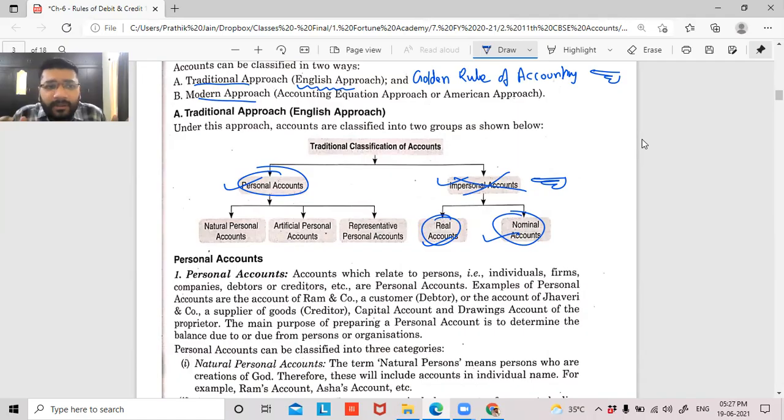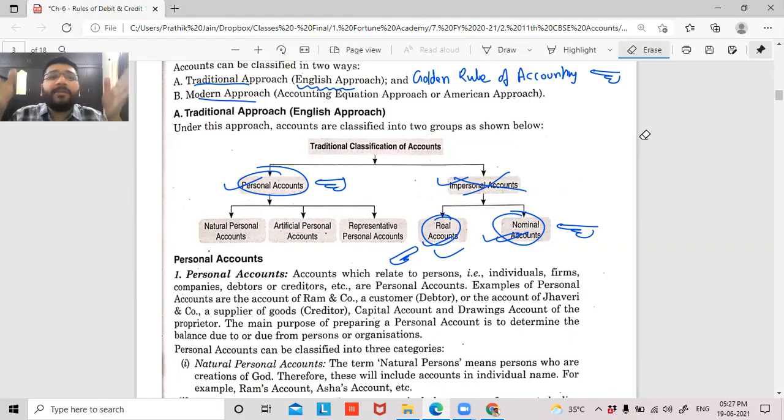But yes, from your theory point of view, for a 1 mark question, they may ask that under impersonal account, what are the two types that you studied? You'll say, sir, one real, another is nominal. But from the golden rules point of view, the golden rule is for the personal account, the real account and the nominal account only. So that is why the more commonly used words are personal, real and nominal. That's why I did those three categories on the whiteboard. So guys, I've done with impersonal account, which is real and nominal.